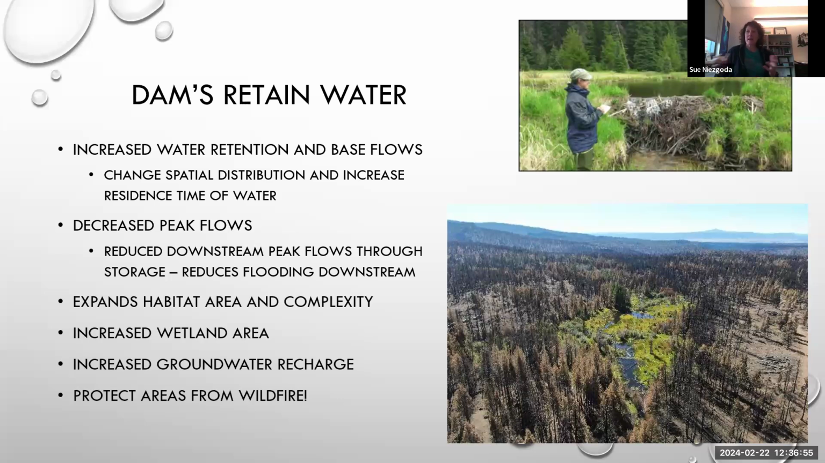Also expands habitat area and complexity out into the valleys. The more wet it gets and the wider the ponds expand, the more wetland area and groundwater recharge increase. It helps water get back into the groundwater system, can also raise the groundwater table back up, and that may feed vegetation in the floodplains. And then also, as seen in this lower right picture here, the dams and the wetland areas created by the beaver protect areas from wildfire, right?